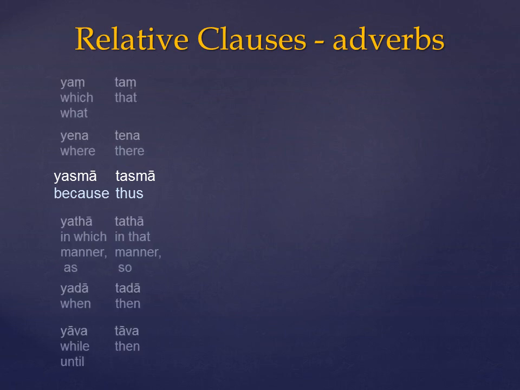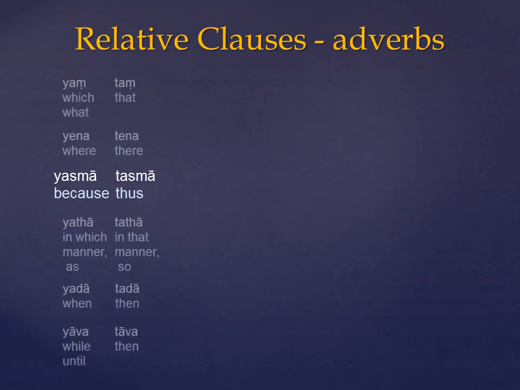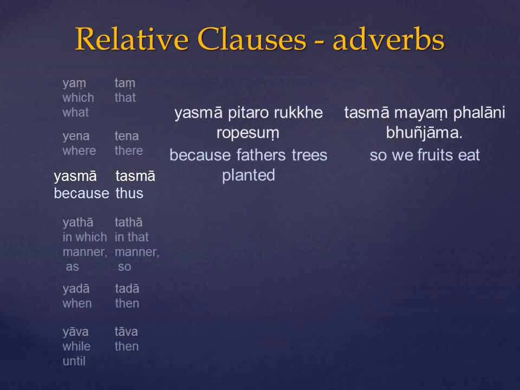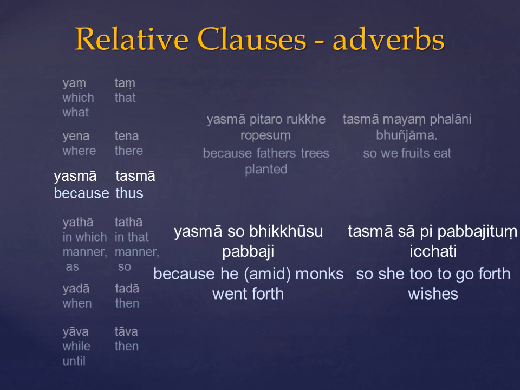Next, we have yasma and tasma, because and therefore. These operate pretty much how you would expect. Because fathers planted trees, so we fruits eat. Because he, amid monks, went forth, so she too, to go forth, wishes. These clauses require little in the way of rearranging.